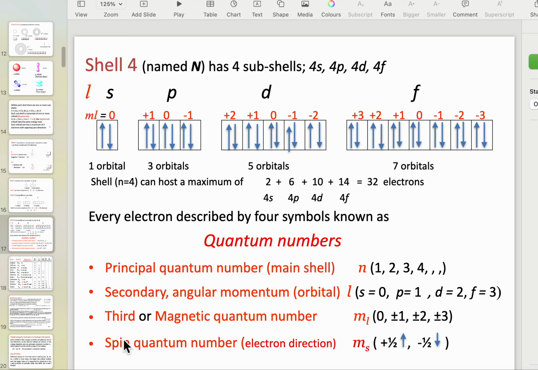And now we come to the fourth quantum number, which is the spin quantum number. That's related to electron direction. If the electron is spinning up or clockwise, we give it plus half. If it is the lower or anti-clockwise spinning of the electron, the spin number is minus a half.